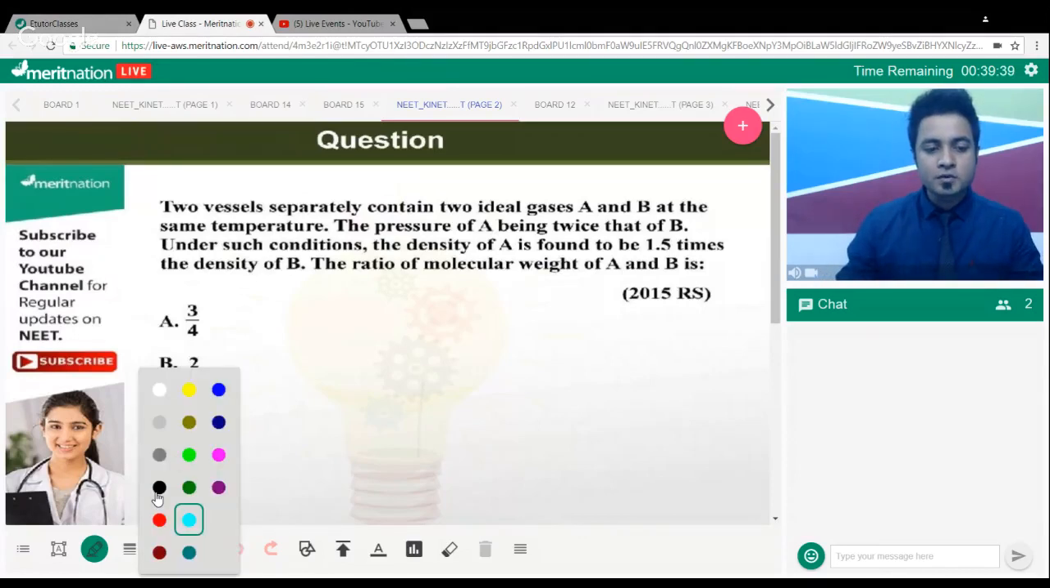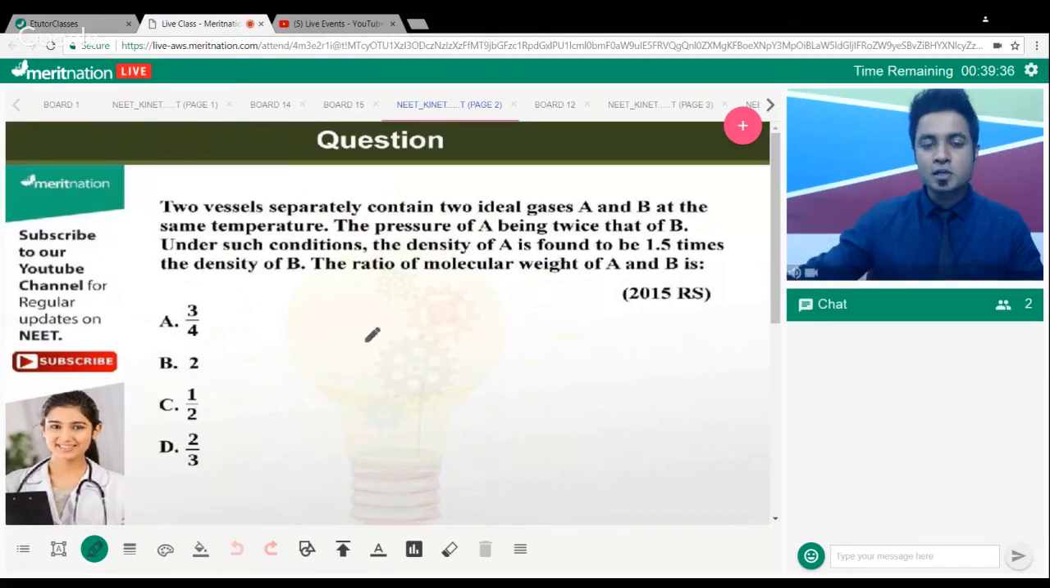Guys, before taking up the question, I would like to tell you the relation between density, pressure and volume as well. Here, this is the ideal gas equation, PV equals nRT.